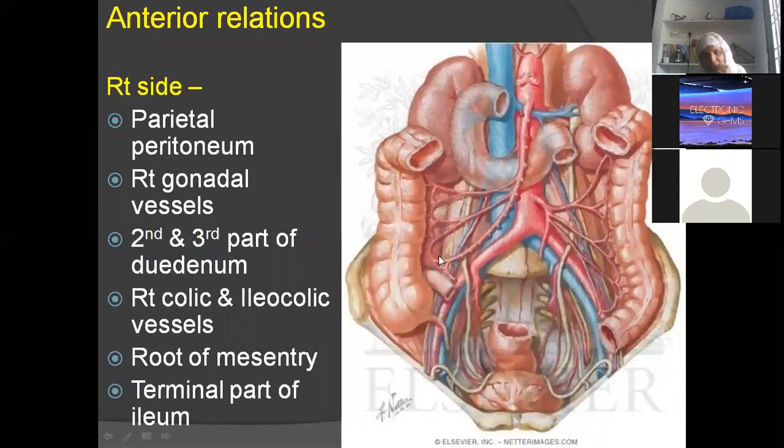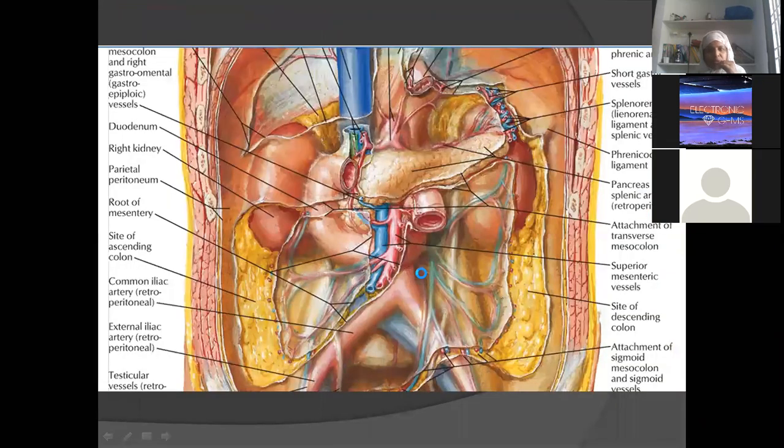See here, anterior relations, everything is shown here when you compare with the previous picture. So anterior relations, see this is our ureter. You are finding parietal peritoneum, right gonadal vessels, second and third part of the duodenum. You can see so clearly. This is our ureter. Okay, so these are the right colic vessels and these are the ileocolic vessels, root of mesentery which is cut and terminal part of the ileum. Okay, so this is the anterior relations.